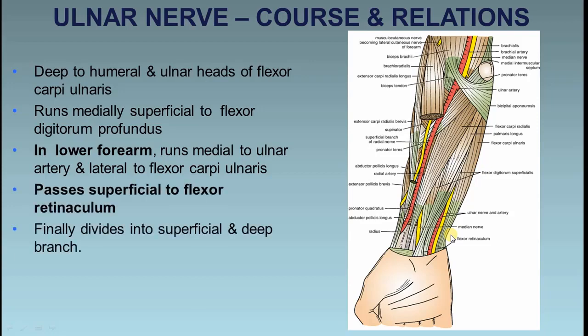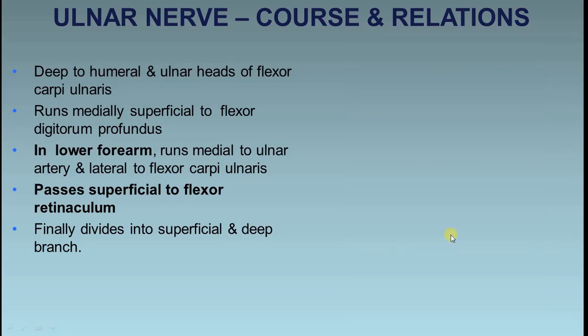As I told you, it is passing superficial to the flexor retinaculum and it is going to divide into superficial and deep branches. Okay. So to concise it, the ulnar nerve passes posterior to the medial epicondyle, then between the two heads of the flexor carpi ulnaris. Then it is present between the superficial and deep flexors on the medial side of the forearm. In the lower part of the forearm, it runs medial to the ulnar artery and lateral to the flexor carpi ulnaris. Both the ulnar artery and the ulnar nerve pass superficial to the flexor retinaculum, and it divides into a superficial and deep branch.